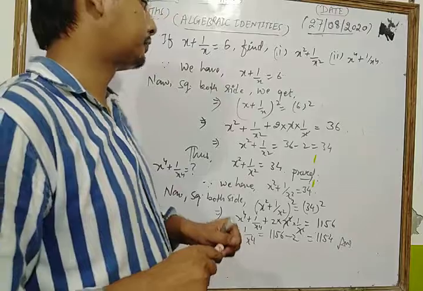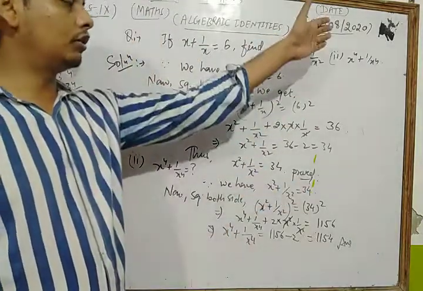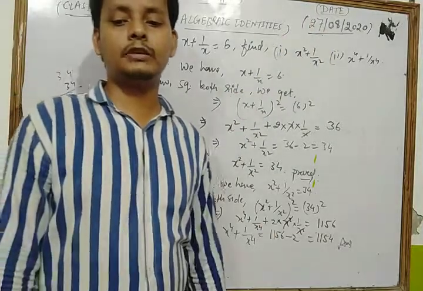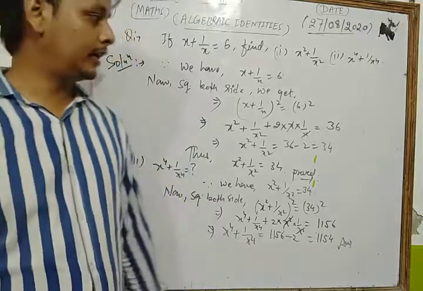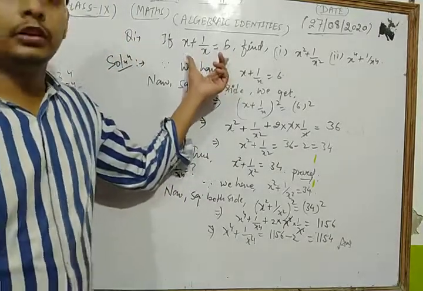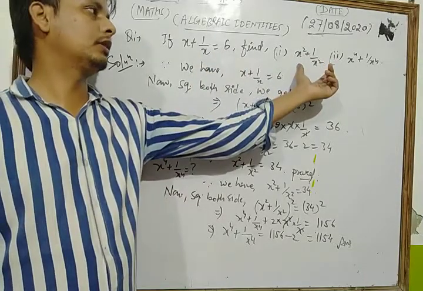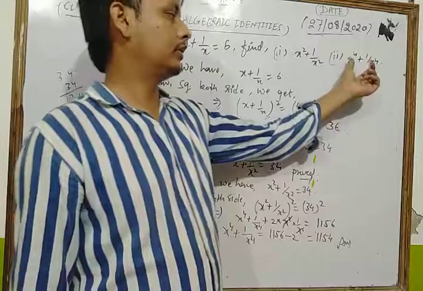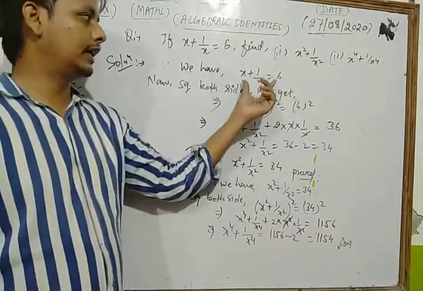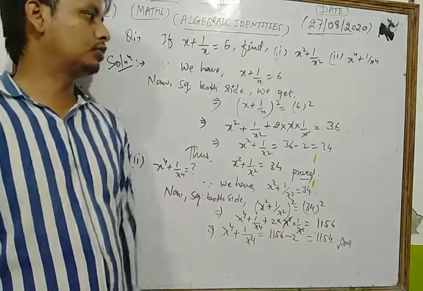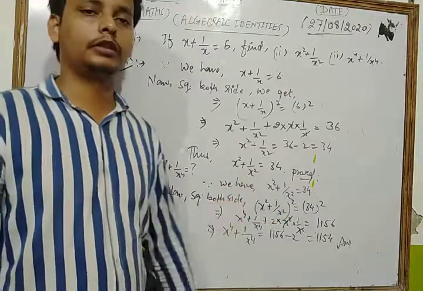So dear students, in this way we can solve that type of question. This is a very important question of your NCERT exercise. First we have the relation x plus 1 upon x is equal to 6, and we find the value of x square plus 1 upon x square, and second one is x power 4 plus 1 upon x to the power 4. First we write the given relation and square both sides. So in this way we get our result as x square plus 1 upon x square is equal to 34.